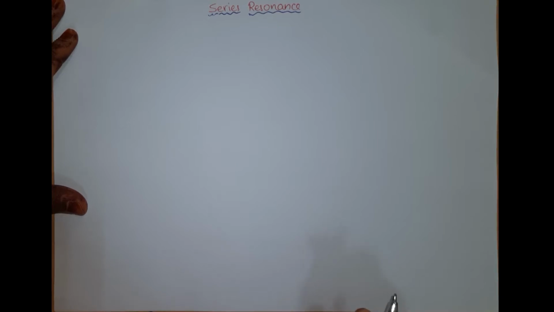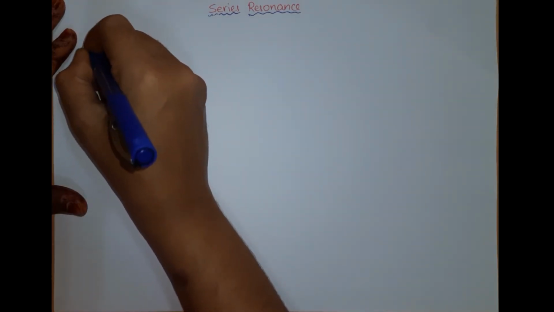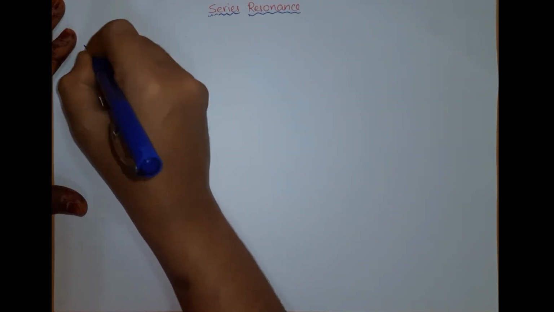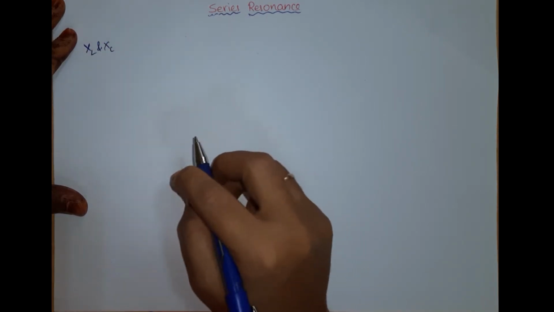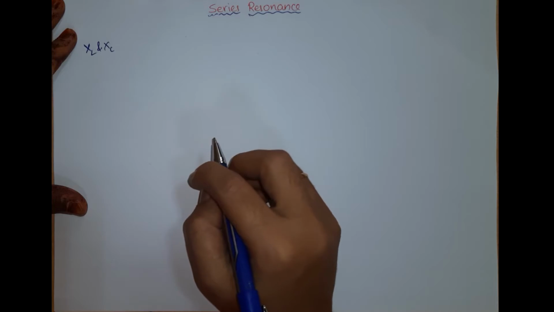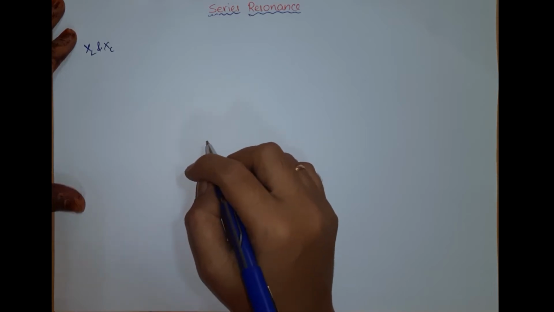Let us see now. Also, what is the frequency response behavior when the two reactive components, XL and XC, vary? With the variation of these two reactive components, what happens to the frequency response of the system? Let us see in this lecture.